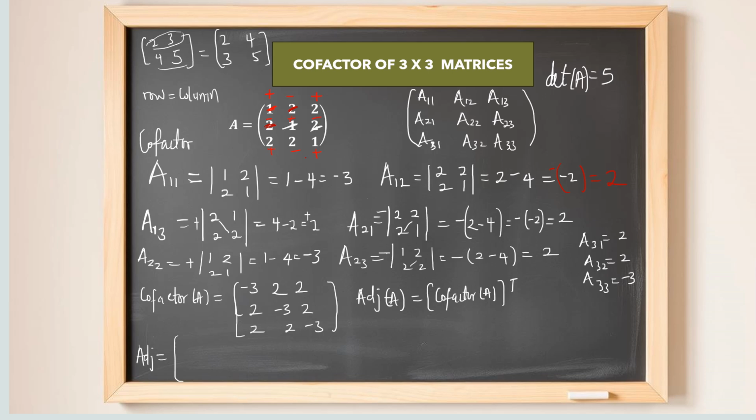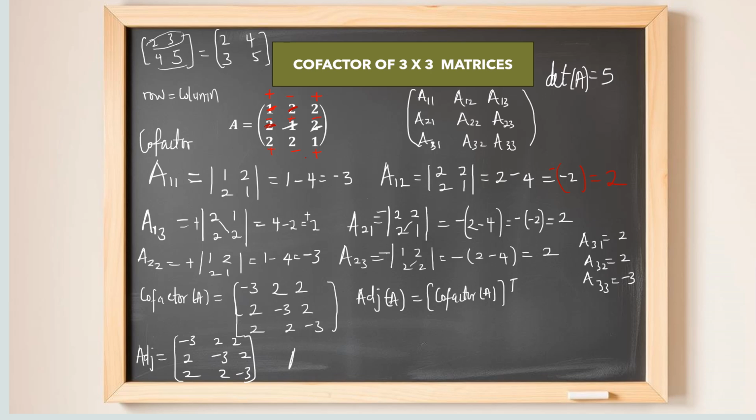So now, this is a symmetric matrix. You still get the same matrix. So your adjoint is still going to be the same thing as the cofactor of this matrix. But in some cases, it can change. Yes, in some cases it can change. But for this matrix, you have the same thing. So you have 2, 2, negative 3.